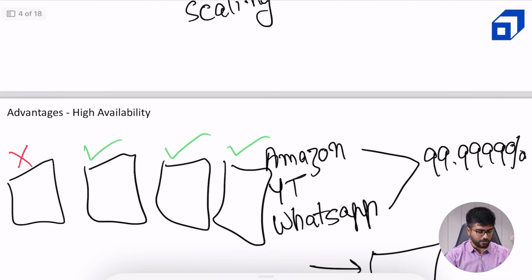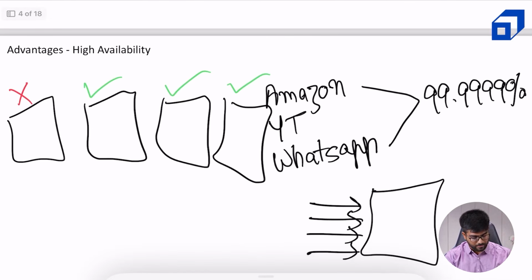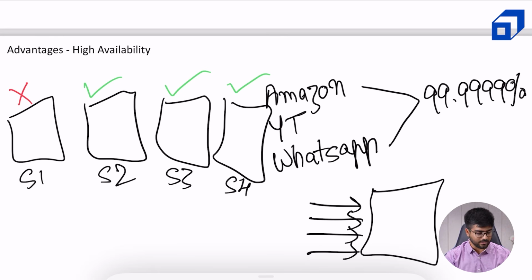Now, if one shard is down, let me just name these shards as well. This is shard 1, shard 2, shard 3, and shard 4. If one of the shards is down, what will happen? The lookup server will be like, okay, it doesn't matter. I will send my request to shard 1, it will be denied.